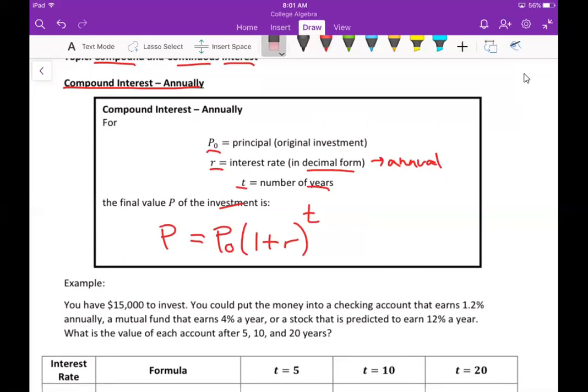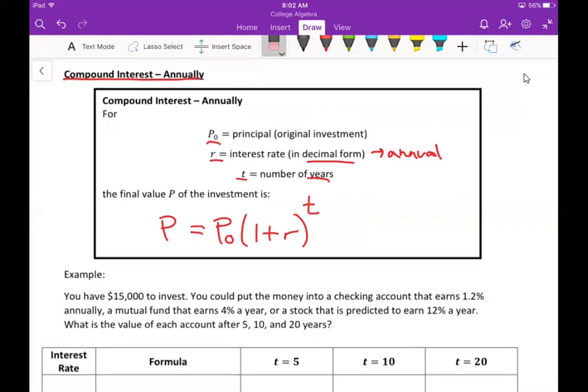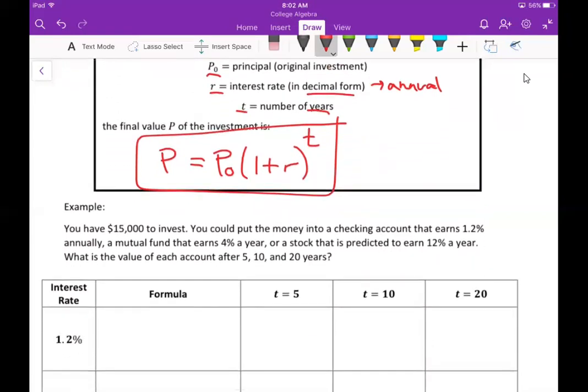Okay, so this is the one we kind of talked about already. We're just putting an exact equation to it where we can essentially copy this process by easily changing P naught or R or T given any investment that we look at. So that's what we want to get a little practice with right now.